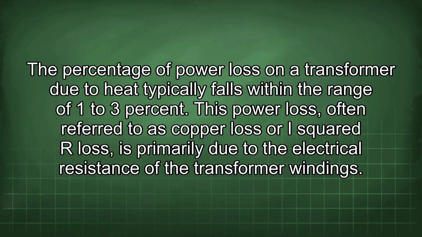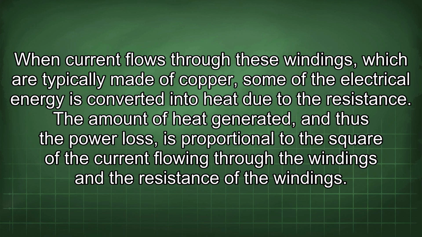The percentage of power loss on a transformer due to heat typically falls within the range of 1 to 3%. This power loss, often referred to as copper loss or I2R loss, is primarily due to the electrical resistance of the transformer windings. When current flows through these windings, which are typically made of copper, some of the electrical energy is converted into heat due to the resistance.